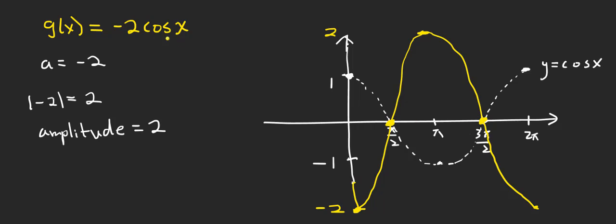So in a way, if you want to graph negative 2 cosine x, you probably want to graph 2 cosine x first, and then flip it over with respect to the x-axis. That might be another way. So this is a graph of negative 2 cosine x.